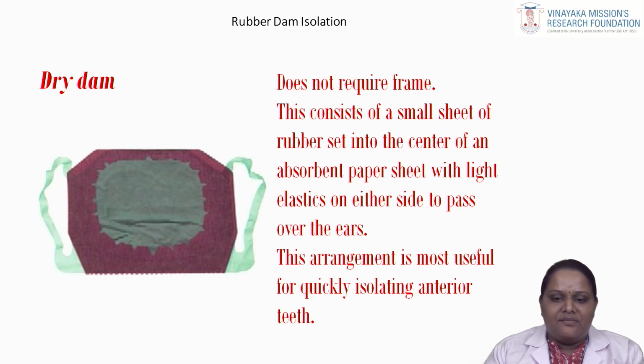This is a dry dam. It does not even require any frame. This consists of a small sheet of rubber set into the center of an absorbent paper sheet with light elastics on either side to pass over the ears. This arrangement is most useful for quickly isolating the anterior teeth.